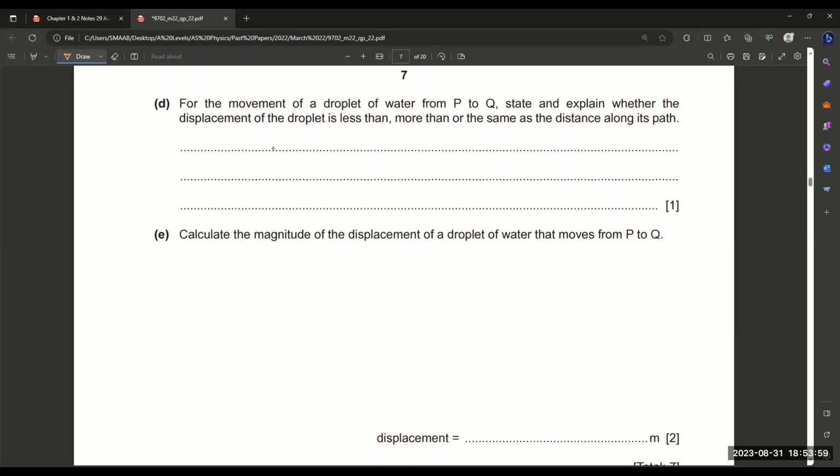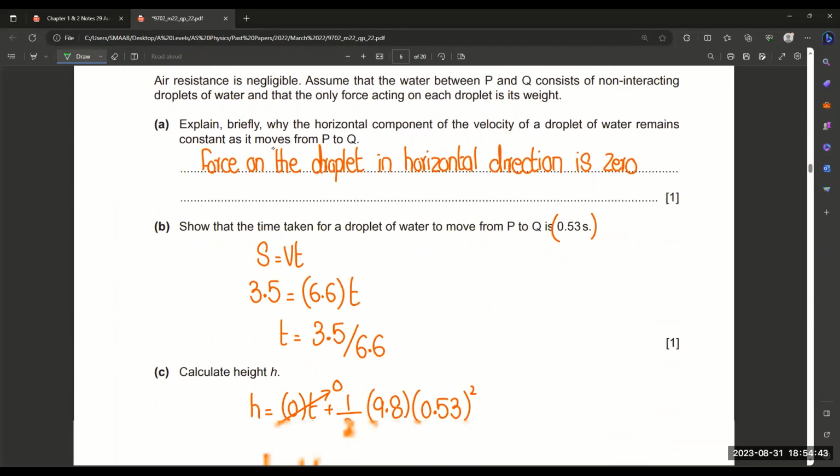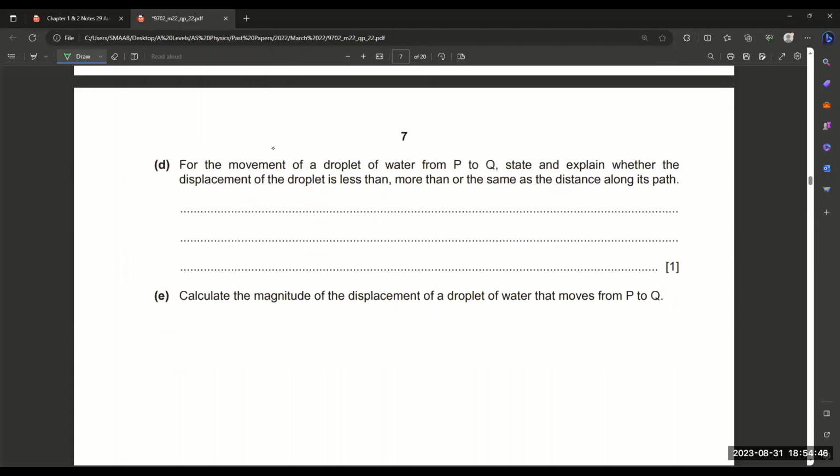So you got the question, what they are asking? Whether the displacement of the droplet is less than, more than, or the same as the distance. Since they are asking about displacement, we have to look at the graph, the line. Displacement is going to be like a straight line, so compared to the distance along the path, displacement would be less. Simple, right? Distance is longer.